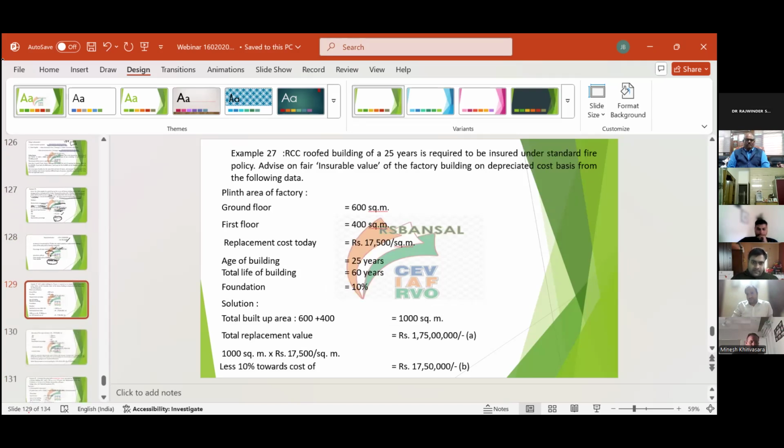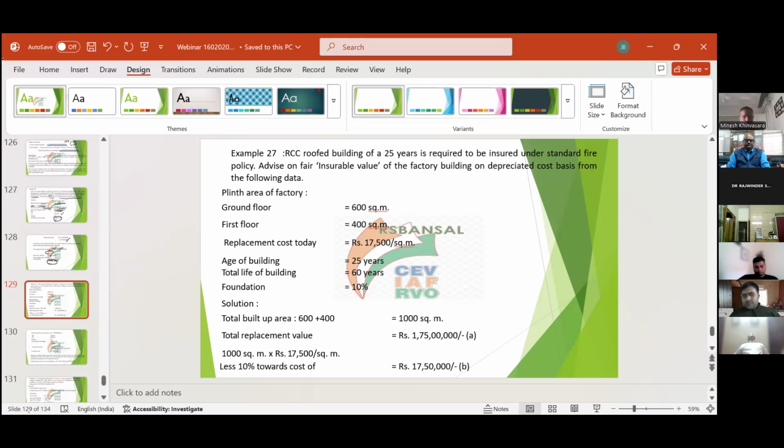An RCC roofed building of 25 years is required to be insured under a standard fire policy. Advise on the fair insurable value of the factory building on a depreciated cost basis from the following data. Plinth area of the factory: ground floor is 600 square meter, first floor is 400 square meter. Replacement cost is 17,500 per square meter, age of the building is 25 years, total life of the building is 60 years, and foundation is 10%. So total built-up area, 600 plus 400, is 1,000 square meter.